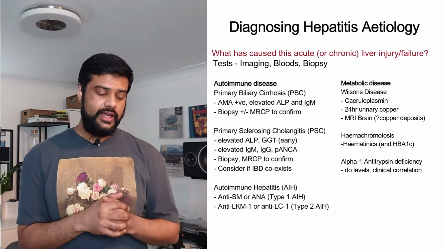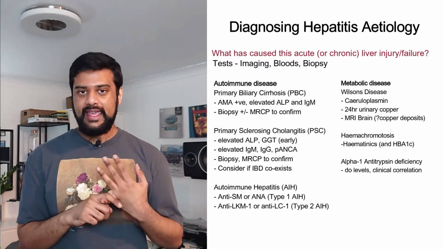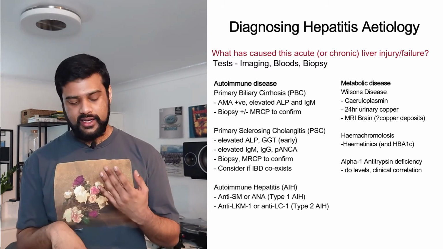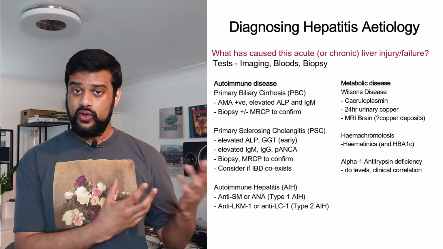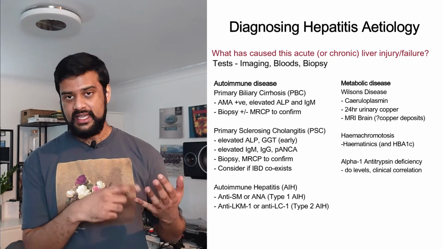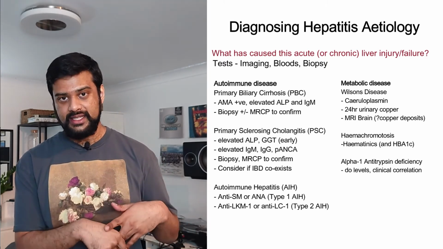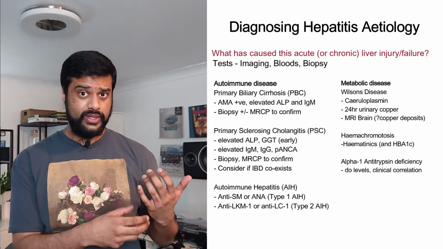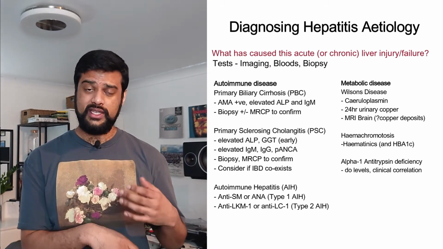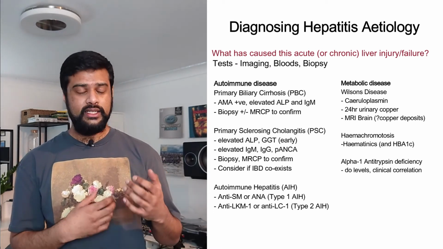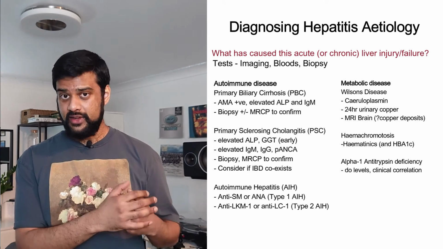When it comes to bloods, you know, we've got our ANA, AMA, ANCA, things like that for autoimmune causes like PBC, PSC, autoimmune hepatitis. And then you get your metabolic causes like your Wilson's, your hemochromatosis. So you'd want to do a ceruloplasmin, you know, iron studies, stuff like that.